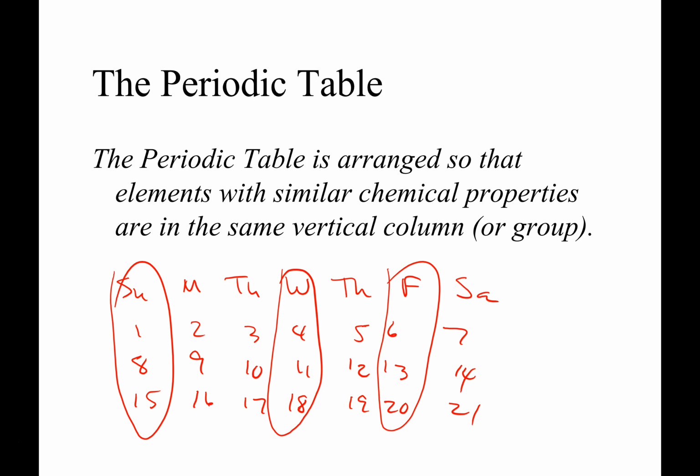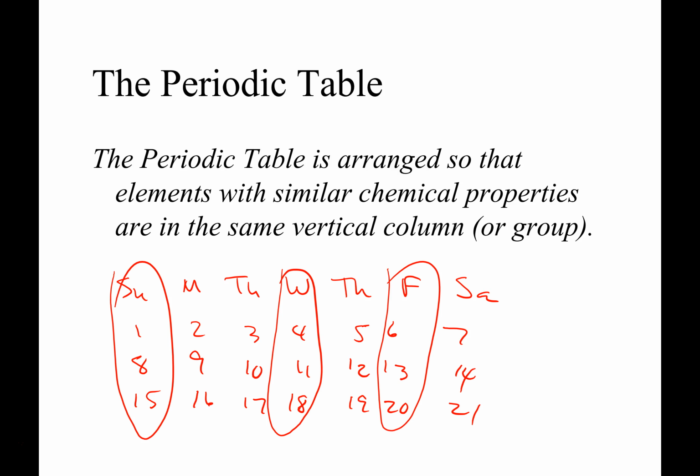As it turns out, we could call those 1A groups, lithium, sodium, potassium, rubidium, cesium, francium, we could call them Monday. Okay? They all behave similarly. They have some very similar important characteristics. So that's how that goes.